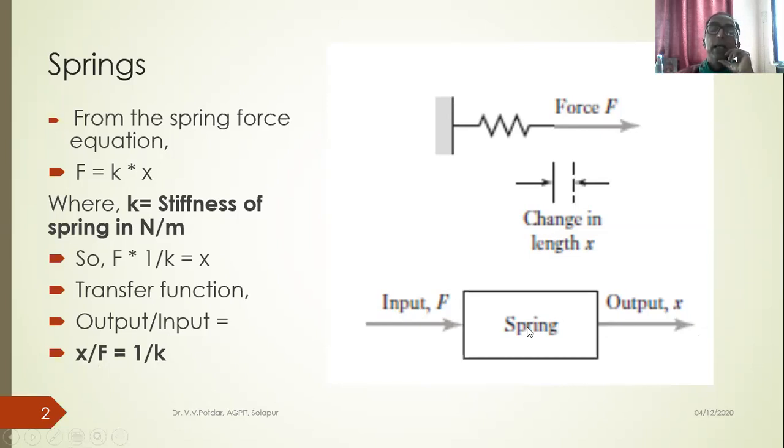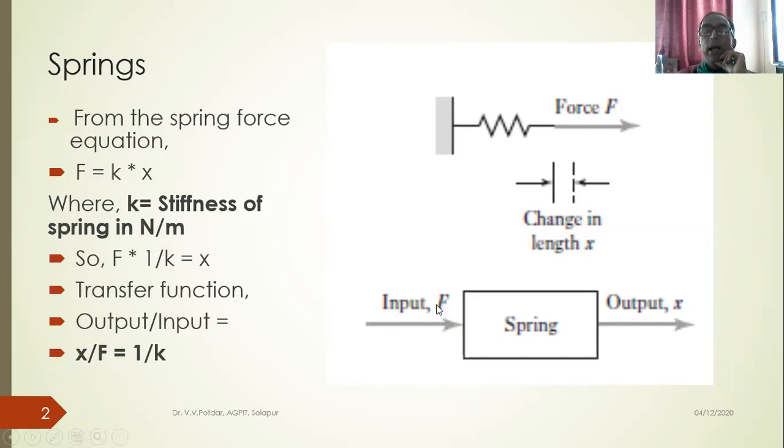Transfer function is 1 by k. Now, how to read this block diagram? We should start from left to right. F is on the left-hand side. When I start from left, F into what is the transfer function of the spring? 1 upon k. F into 1 upon k is equal to x. This is how I should read this block diagram representation.